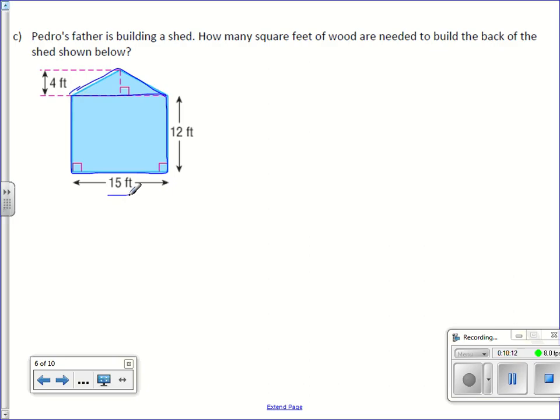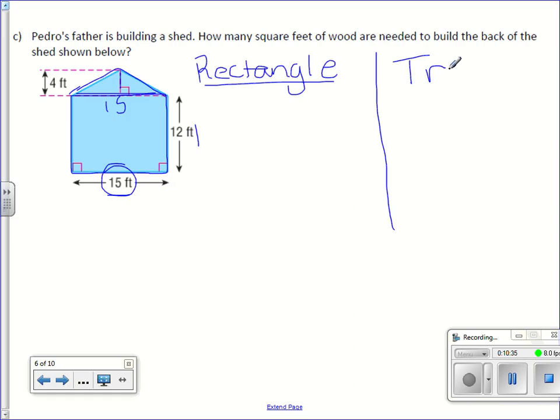I have the base and the height for my rectangle. I have the height for my triangle, but what's the base? Good, it's 15. It's just the same thing as the parallel line below it. Okay, so I have a rectangle. And I have a triangle.